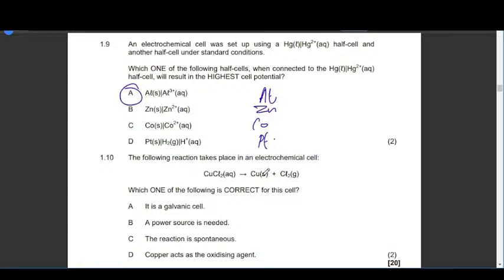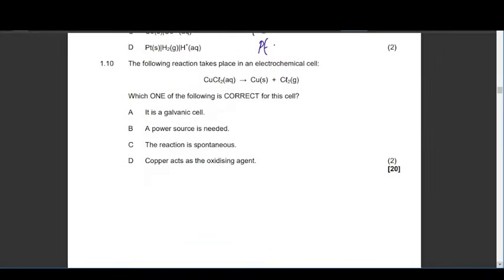Copper chloride in aqueous state gives you solid copper and chlorine gas. Now they are saying, which one of the following is correct for this cell? Copper chloride. Is it a galvanic cell? Not really. Why is it not a galvanic cell? Check the species this side. It's only 1 species. So this one can't be.